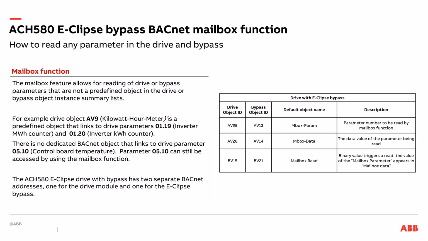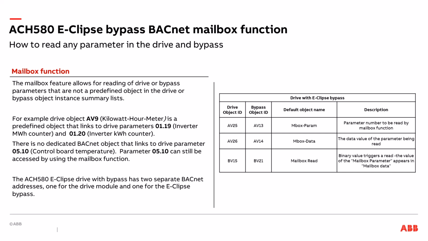So I'm going to show you how to do this. Now, if you're not familiar with the ACH580 E-Clipse bypass package, both the drive and the bypass are set up as independent nodes on the network. So even though it's one physical package unit, and you land the RS-485 wires at one point, onto the bypass, when you set up both the drive and the bypass, you'll set them up as independent nodes, so they have separate MAC addresses and separate object instance numbers. What I'm going to do is show you how to access a parameter in the drive, and then also, using YABE, how to access a parameter in the bypass.